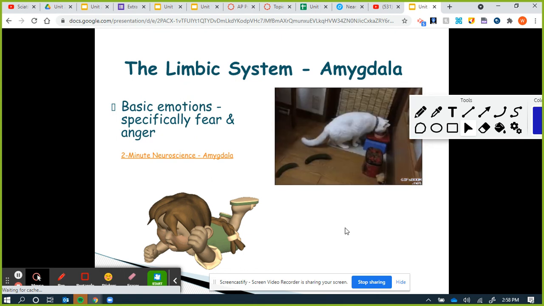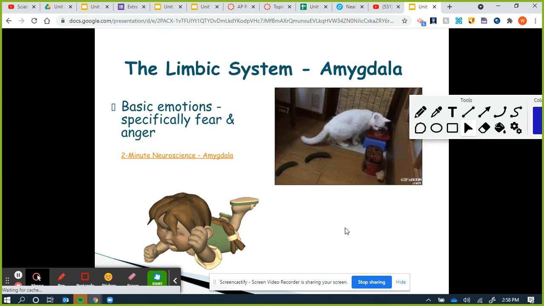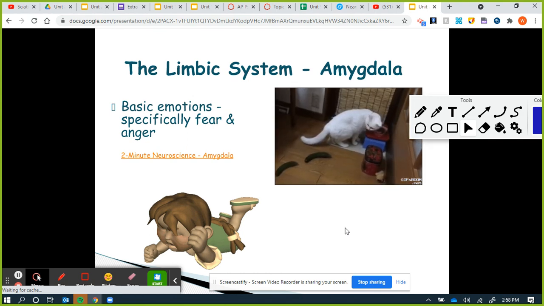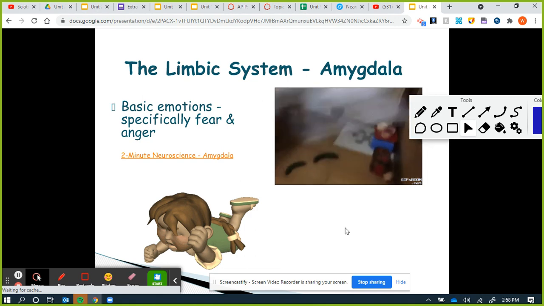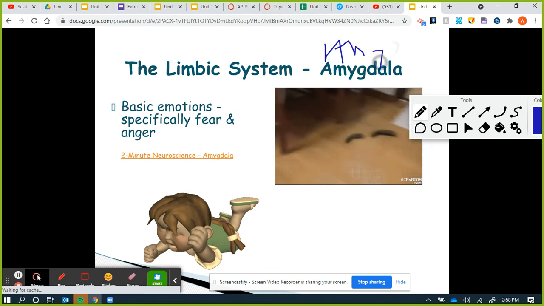When we talked about the Cannon-Bard theory of emotion, and the high road versus low road, and how some emotions we feel before we even consciously process what's going on, particularly fear, that's the amygdala sending out those fear signals. So an easy way to remember amygdala: amygdala and anger both start with an A.